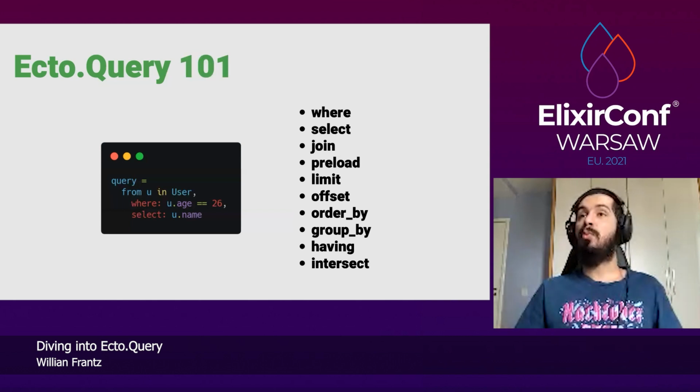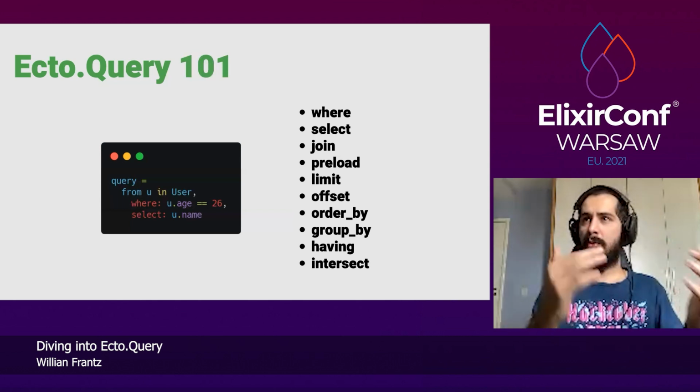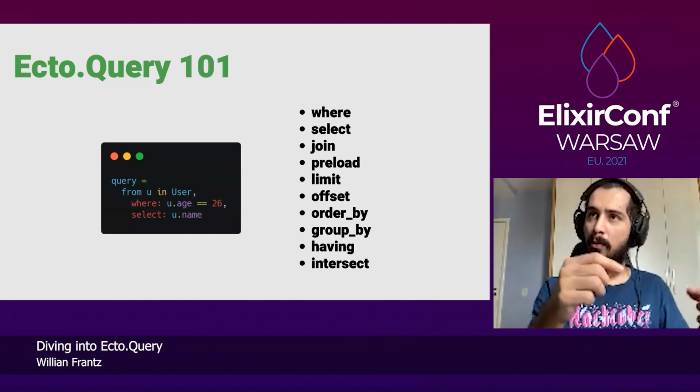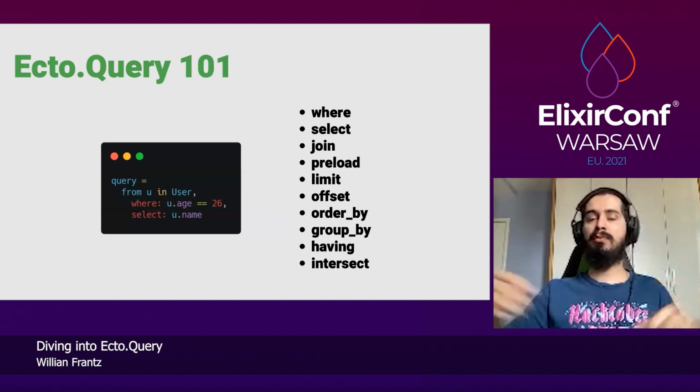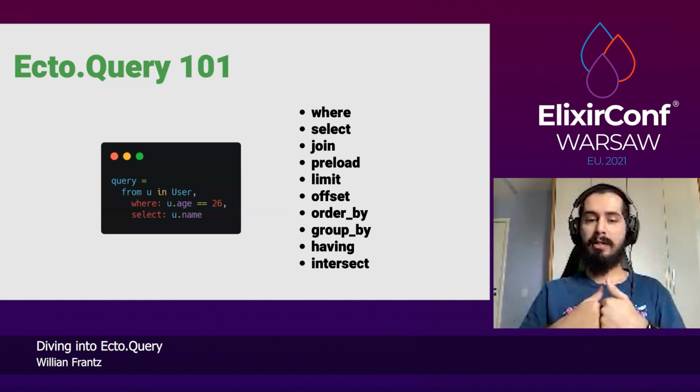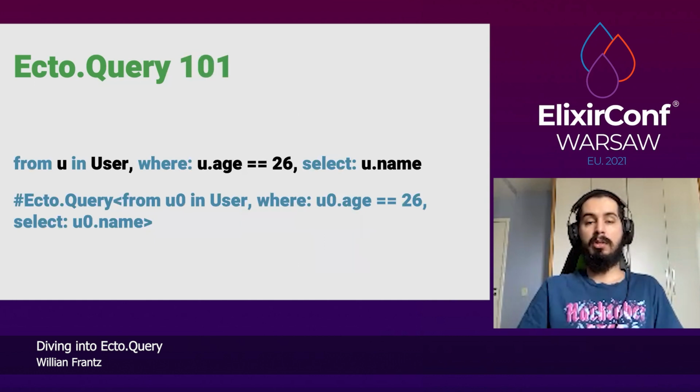We can even use windows, for example. So we could create a window and run that window over some partition, for example. So Ecto.Query is amazing and pretty complete. We could build a complex query without a problem.